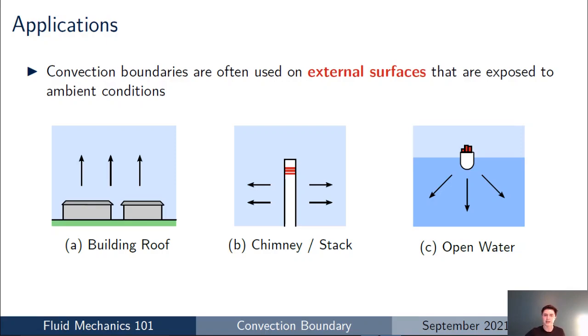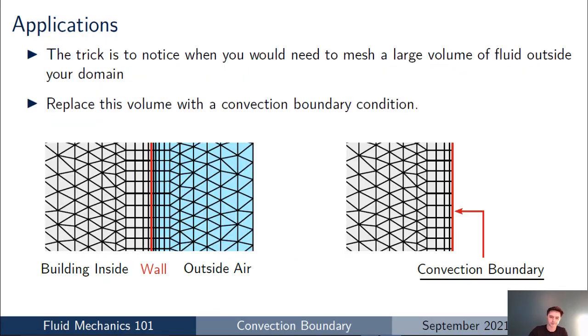Likewise, if you have chimneys in factories, power stations and warehouses, large chimneys, the long cylindrical surface of the chimney, of course, is going to be exposed to the ambient air, and so you may want to use a convection boundary condition there. And then the final application that I thought of was open water. So if you have an object in a water tank or out in an external flow environment, then for the outside surface, rather than having to mesh the surrounding sea, river, or perhaps water tank, that's a place where you could also try and apply a convection boundary condition.